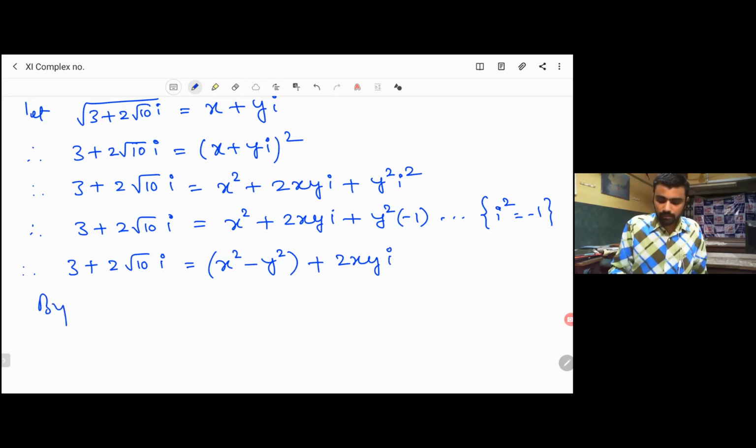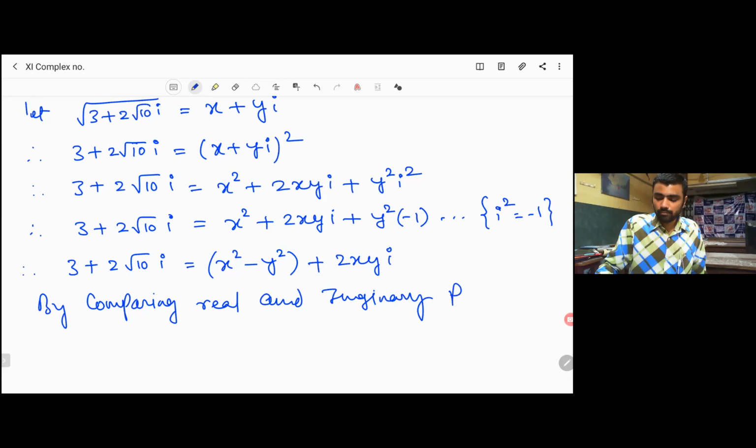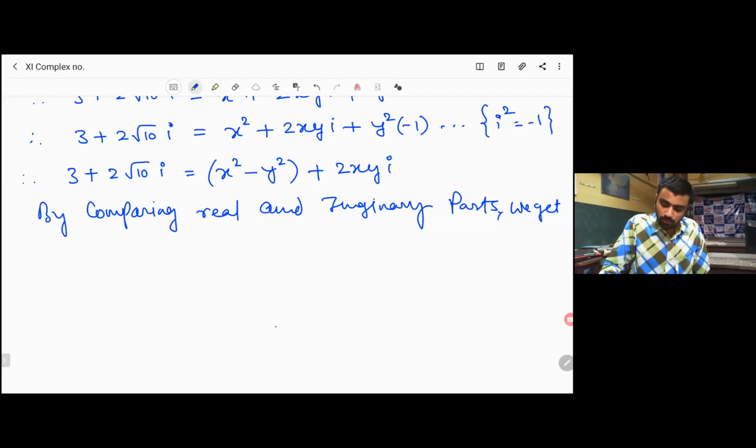Now, by comparing real and imaginary parts, what are we going to get? 3 is equals to x square minus y square. This you consider equation number 1.